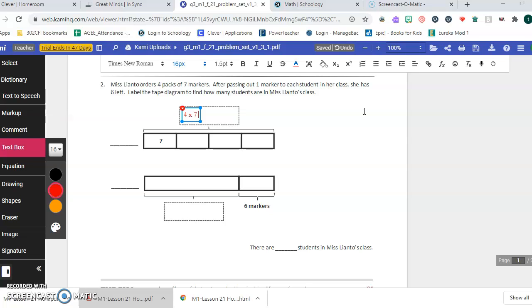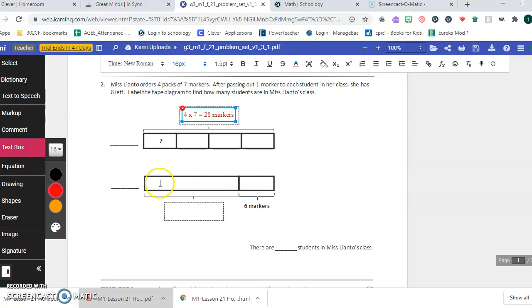I could find the 7th multiple of 4, or I could use that same strategy that I used in the problem before. I can break this 7 up into 5 and 2. So I know that 4 times 5 is 20, so 5, 10, 15, 20, and then I've got 2 more 4s left over. So 2 4s is going to be 4 plus 4 is 8. So I've got 5 times 4 is 20, and then the 2 times 4 that's left over out of that 7 is going to be 8. So 20 and 8 gives me 28 markers total.